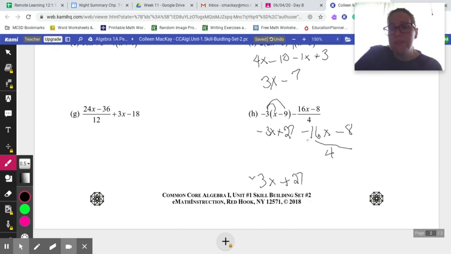Okay. Negative 16 divided by 4 is negative 4x. Okay. Negative 8 divided by 4 is negative 2. Okay. Now I'm going to combine my like terms. Negative 3x minus 4x is negative 7x. Okay, and 27 minus 2 is 25.